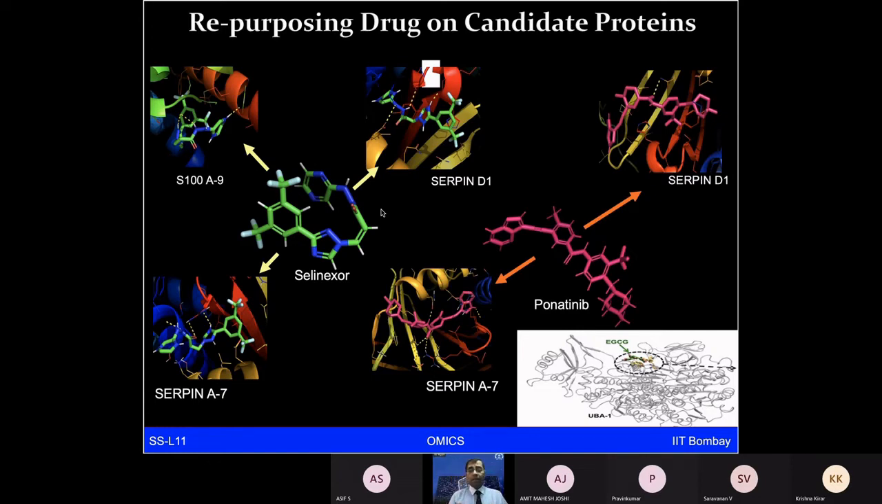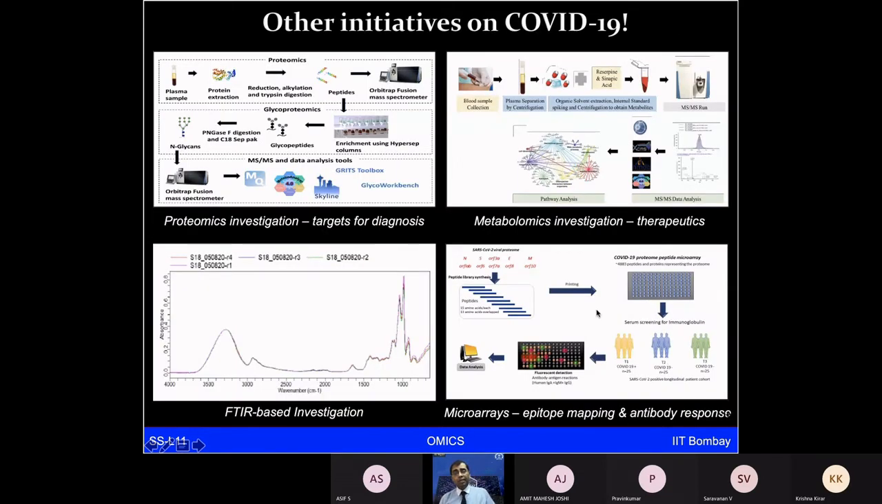But this type of data from the big proteomics and omics data not only gives us a glimpse of what is happening and changing in the patient, but also could help develop tests which could indicate this type of progression, and also provide us targets which could potentially be utilized for therapy as well. In addition to what I just showed you, we are also doing various other analyses from the proteomics side, metabolomics of these patients. We are also looking at FTIR based investigation, microarray based tests, so a variety of things to investigate this virus and understand it much better.